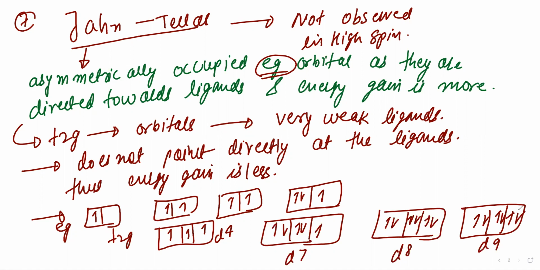When d4, then it will be unsymmetrical. So write it with the spelling: unsymmetrical. This is also unsymmetrical. This is also unsymmetrical. Right. So this is the Jahn-Teller distortion, asked in 2016. So this question is asked in 2016.